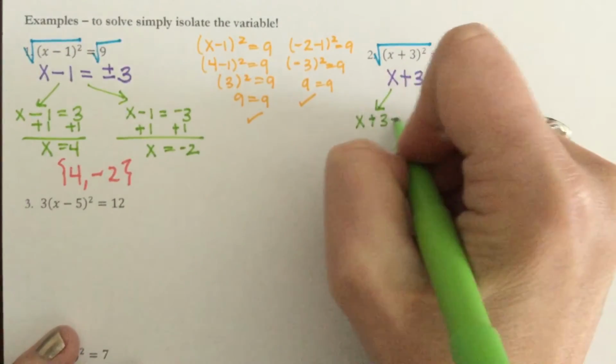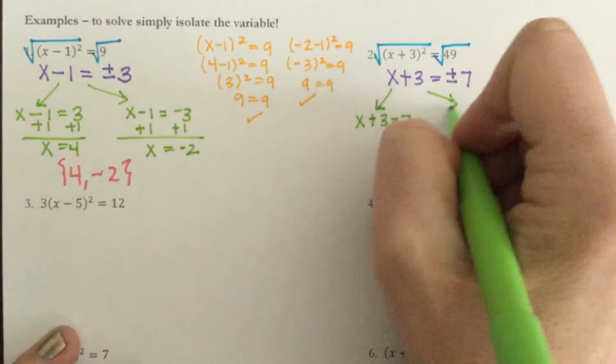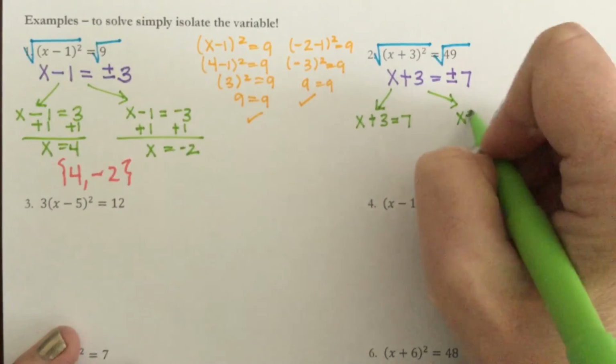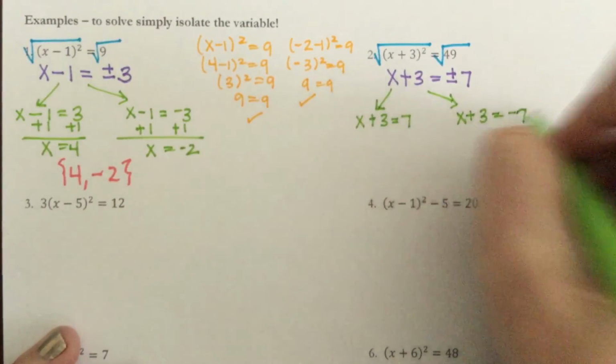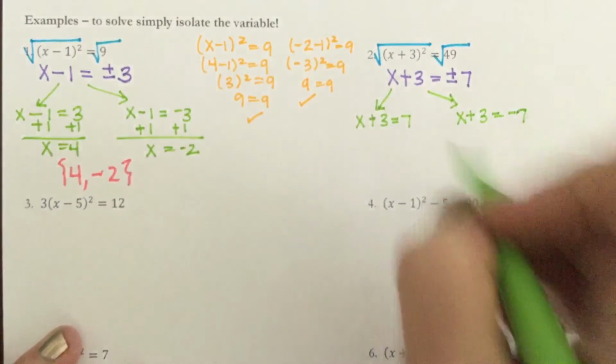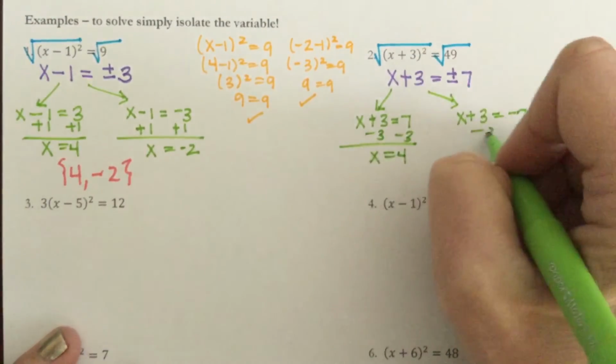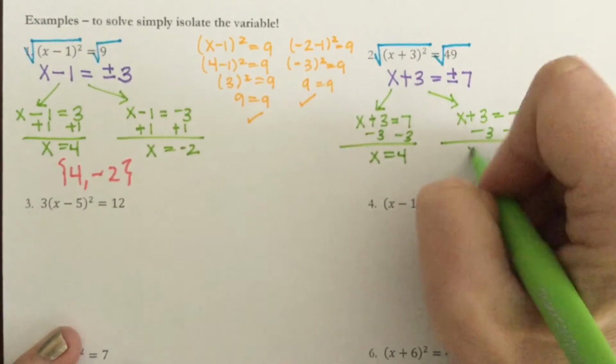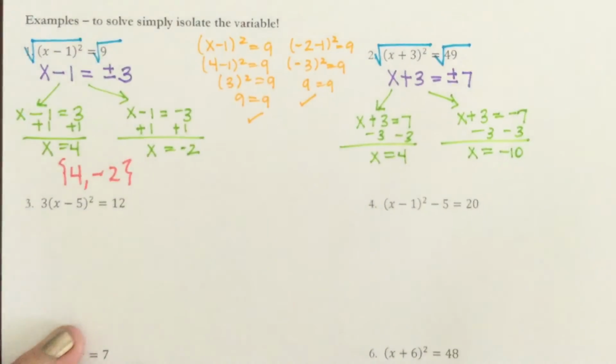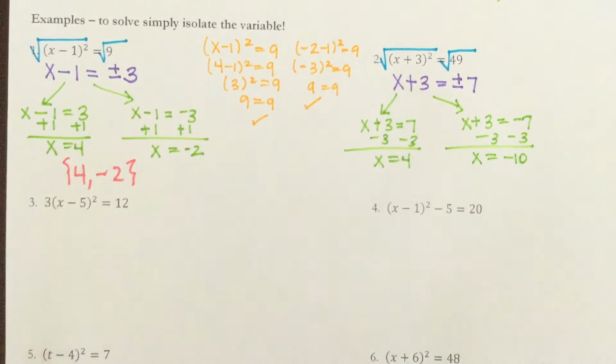One is going to say that x plus 3 is equal to positive 7, while the other one is going to say that x plus 3 is equal to negative 7. Solving here, we're going to subtract 3 to get that x is equal to 4. And subtracting here, we're going to get that x is equal to negative 10. We have found the two solutions that will make the equation true.